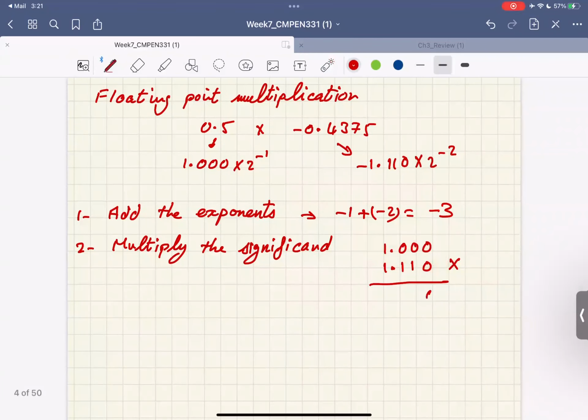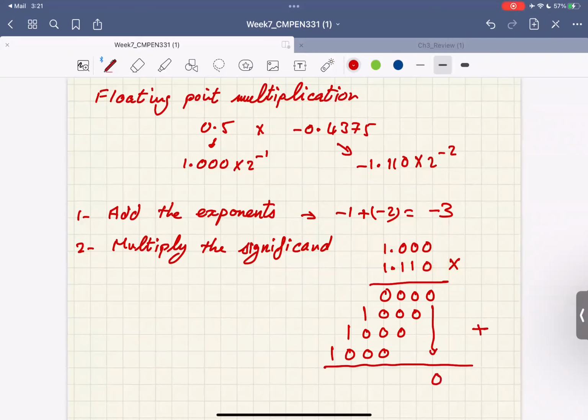So let's begin this calculation. Then the 1 will give you the same number. And then the next one will give you the same number. And then the last one will give you the same number. And then just do the addition. This is basically going to be 0, and then 0, 0, 0, 1, 1, 1. The question is where to allocate the point.